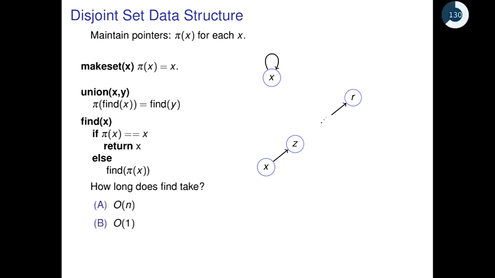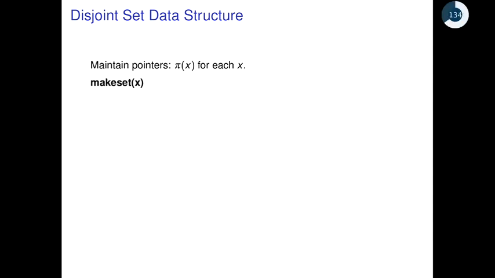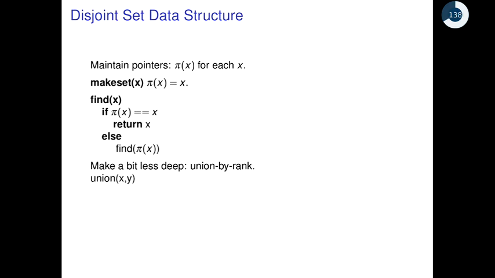So how long does find take? It depends. You want the depth to be small. It's the depth of this pointer structure, whatever that is. It could be very deep, since we don't know how these pointers are made, or it could be very shallow. In some sense, that one is very shallow. So it all depends on the depth of this pointer structure. So here's the algorithm.